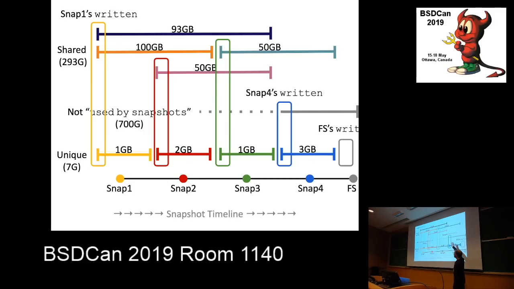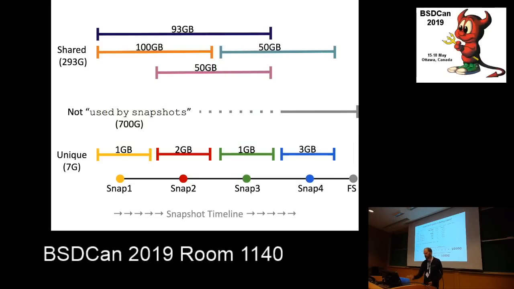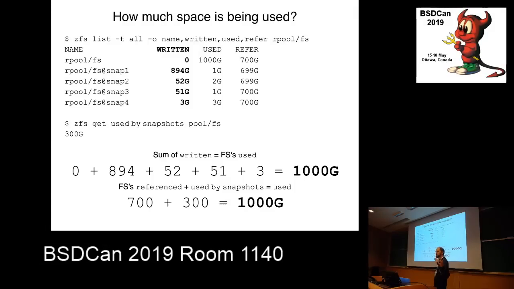And all these may encompass some blocks that are still referenced by the file system, right? Which is why the space written by the first one can be 894 gigs, which is way more than the space used by all the snapshots, because most of that space is still referenced by the live file system. And the reference isn't changing, right? Yeah, so in this example, we're talking about, let's say, a database or a virtual disk image which is being overwritten, rather than something that's just being added to. So the amount of space referenced is the same throughout this whole file system's history, but some blocks are being overwritten.